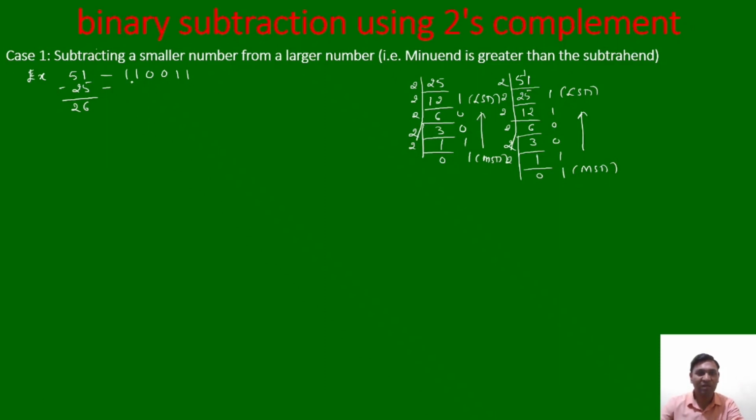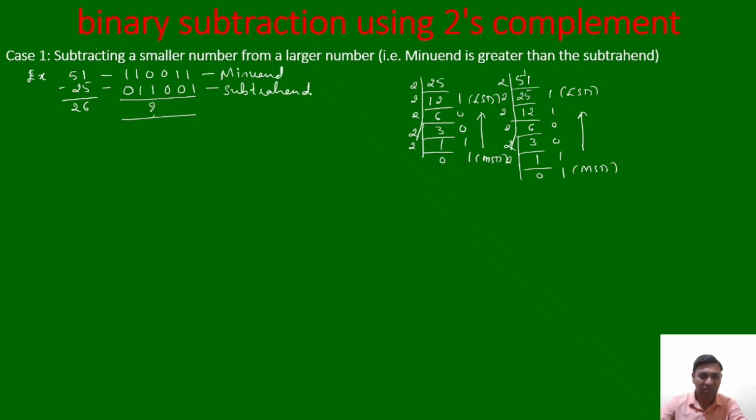Here you can observe that in case of 51, we have got 6 binary digits, and in case of 25, we have got 5 digits. In order to match the number of columns, I have to take a leading 0 here. Then I have to write 1 1 0 0 1. Here is what we get in binary notation. The first number is called the minuend, and the next number is called the subtrahend.